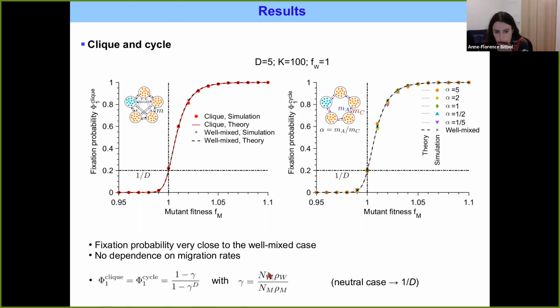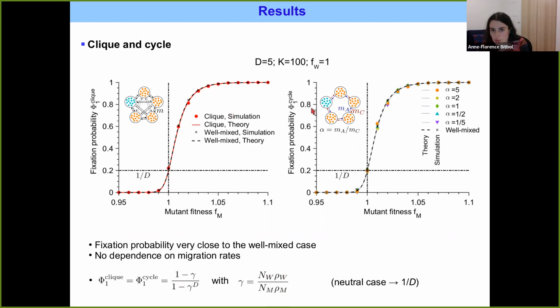And gamma is the ratio, essentially, of the fixation probability of a wild type in one deme to the fixation probability of a mutant in one deme, if all the other individuals are of the other type. There is also this N, which is the equilibrium size, whether you are wild type or mutant, but in practice, this ratio of N is close to 1. So what matters is really this ratio of the fixation probabilities within one deme. Okay, and so we find this formula, which is very close to the well-mixed case.